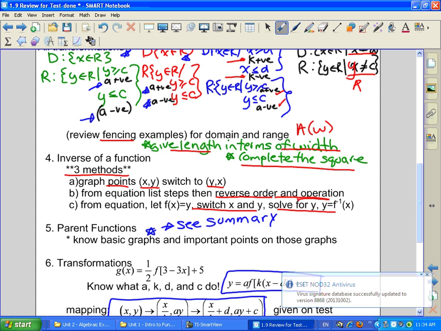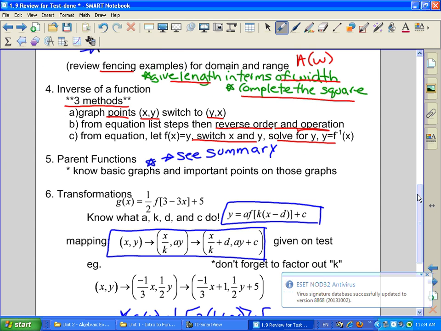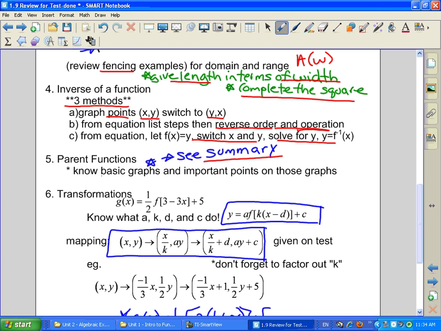For your parent functions, ladies and gentlemen, make sure you review that summary chart we did on one of the class days, the one where you actually filled in the handout, each parent function. Make sure you know the basic graphs and the important points. Just remember, for all parent functions, a key point that exists is 1 and 1. And that will help you if you're having to do transformations to see what's happened to that point.